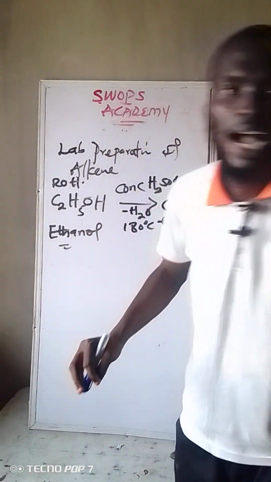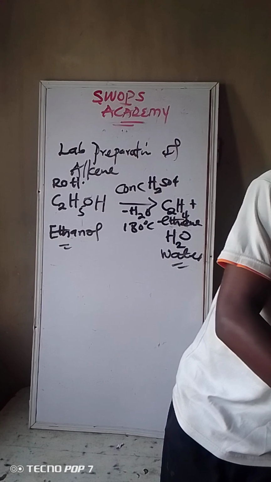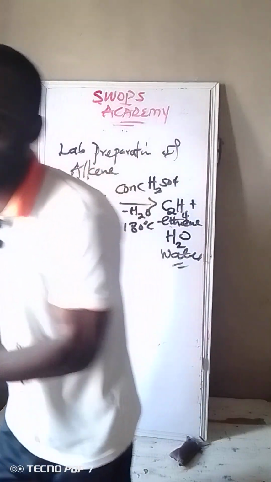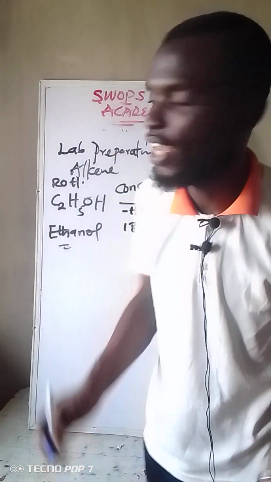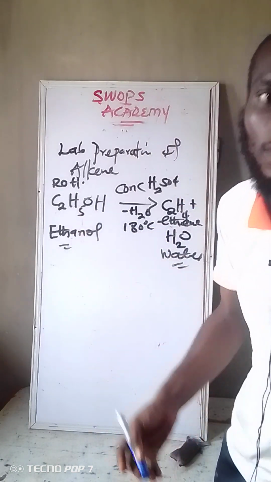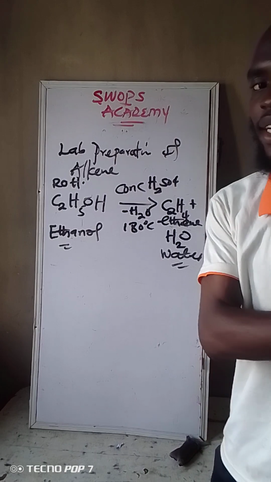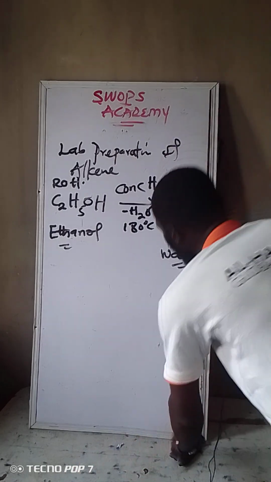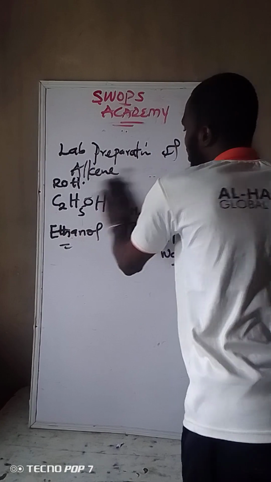A. Alkanol. Is it alkanol they are dehydrating? B. Alkanate. C. Alkanoic. What should be your answer? Alkanol, which is ethanol, butanol, propanol, methanol, and so on. Are we together? That is under that. These are the likely questions they can ask regarding that.